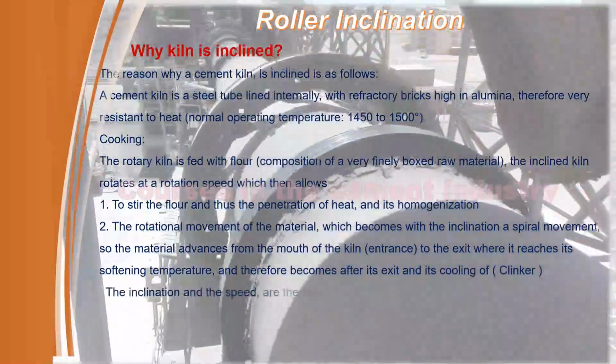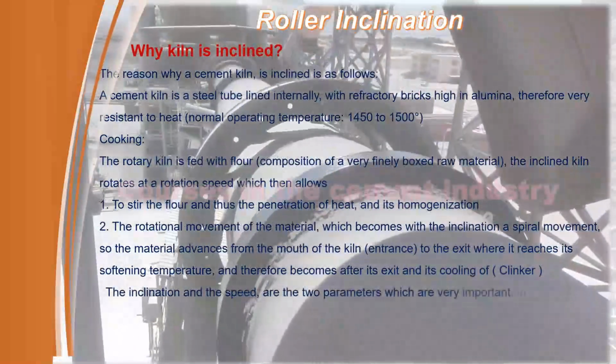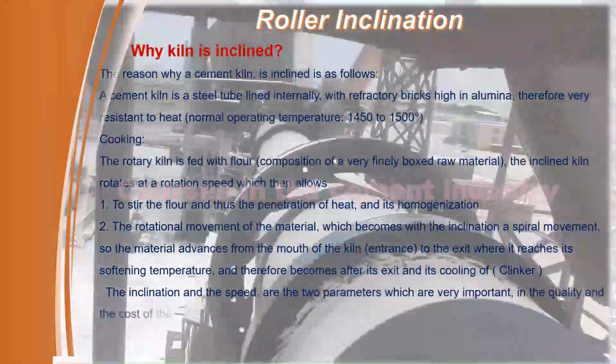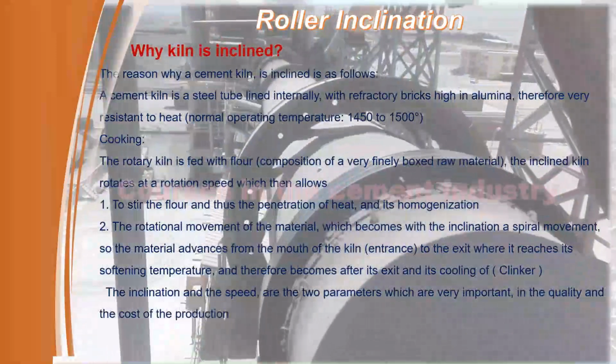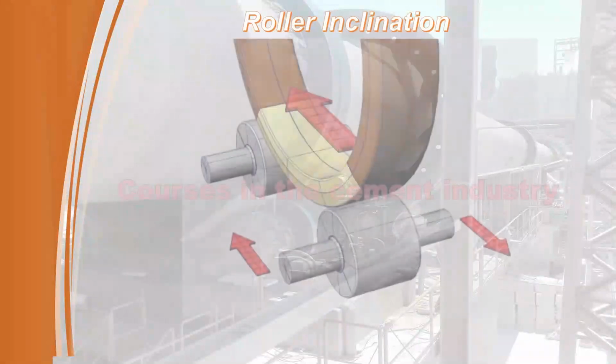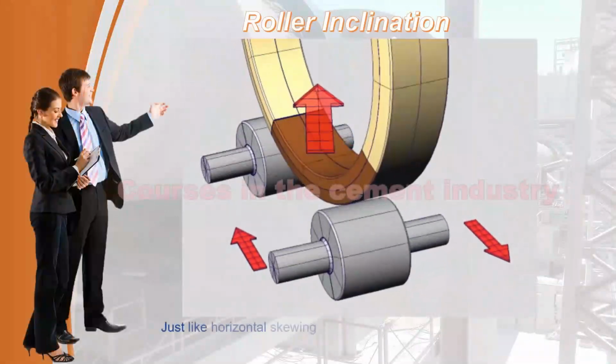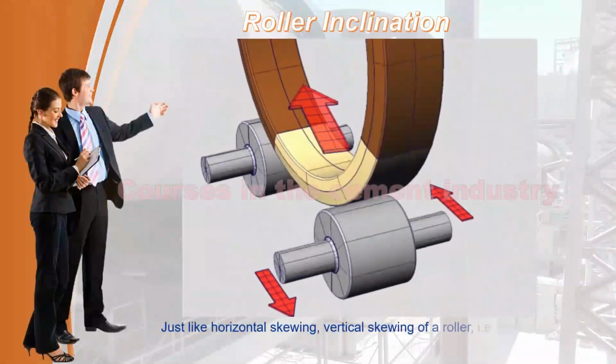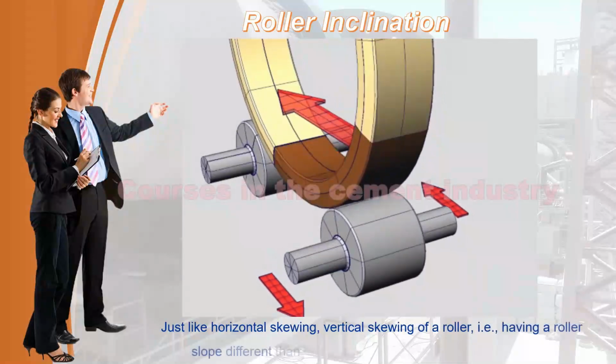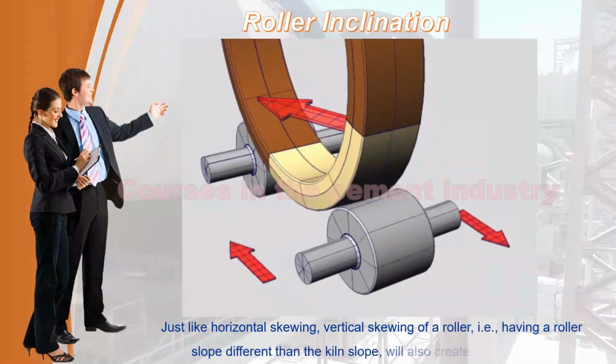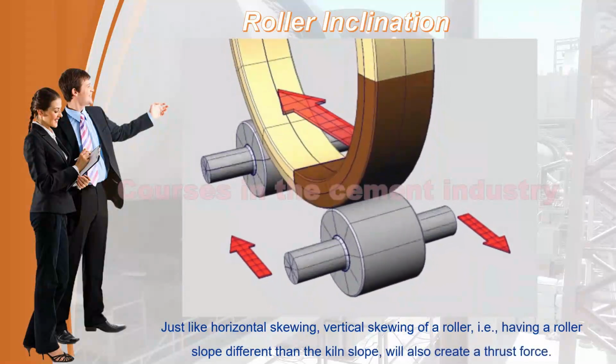The inclination and the speed are the two parameters which are very important in the quality and the cost of the production. Roller inclination. Just like horizontal skewing, vertical skewing of a roller, having a roller slope different than the kiln slope, will also create a thrust force.